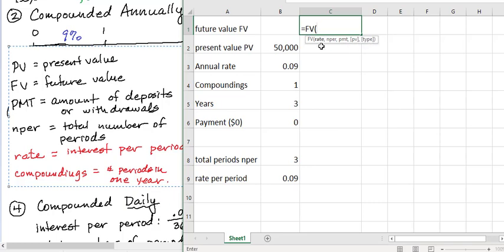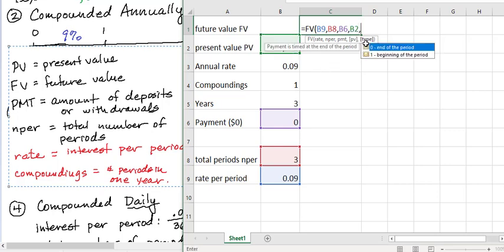First thing it wants is the rate. That is a rate per period. It's not the annual rate, it's per period. Number of periods was 3. Then it wants the payment, which is nothing, no additional deposits or withdrawals. Present value was 50,000.